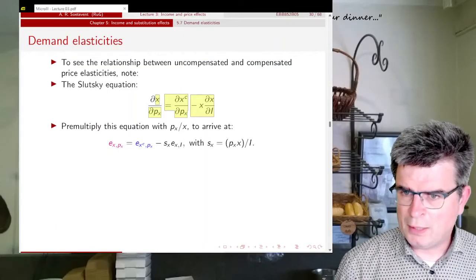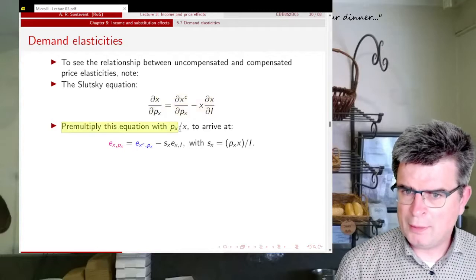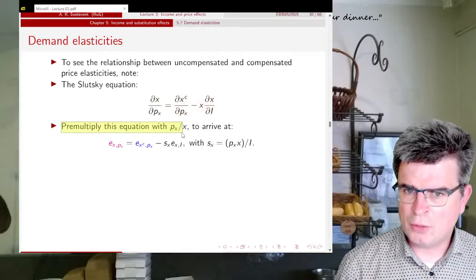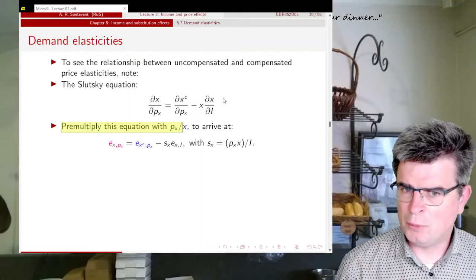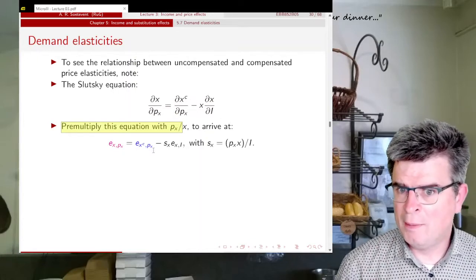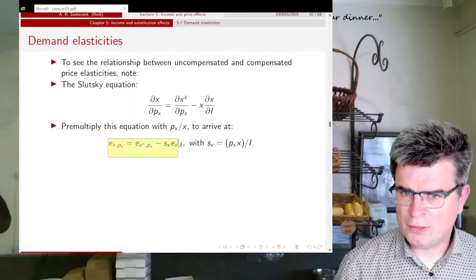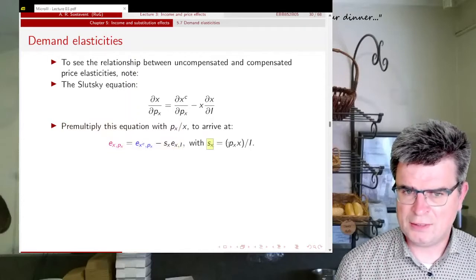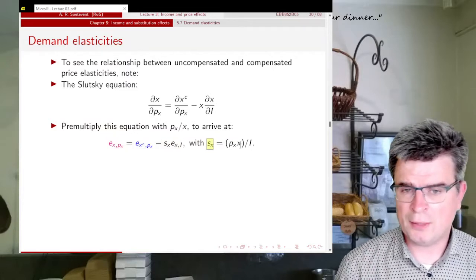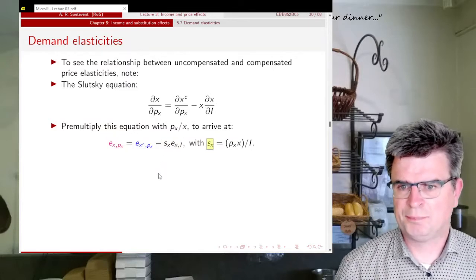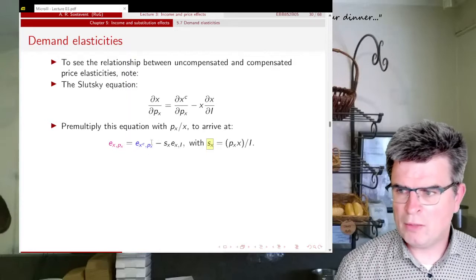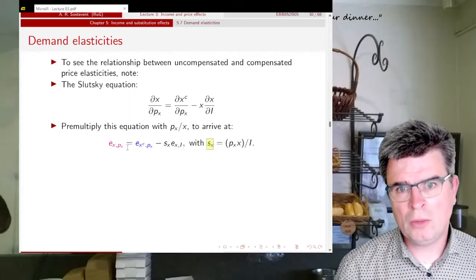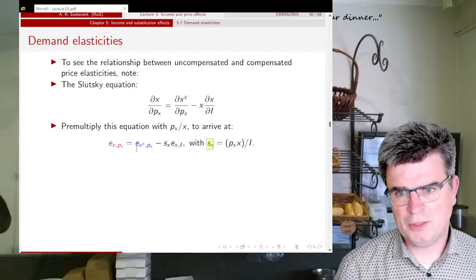So this is what we actually did. We pre-multiplied the equation with px over x, and then the second term on the right hand side we multiplied and divided by I in order to arrive at this expression over here, where Sx is the income or the expenditure share on good X. And now we have a relation between the uncompensated and compensated price elasticities.